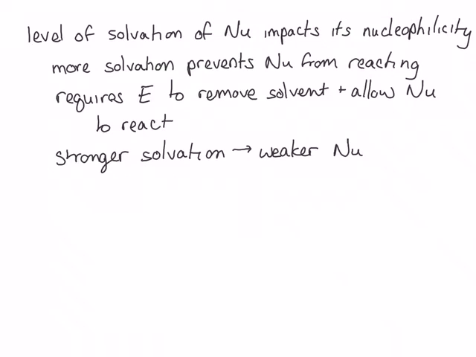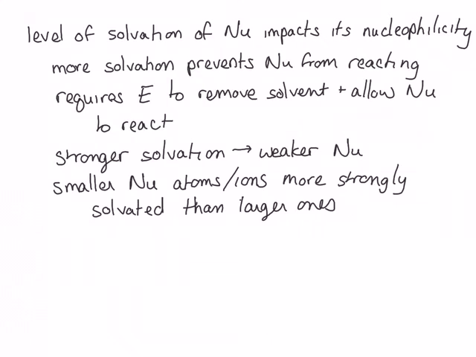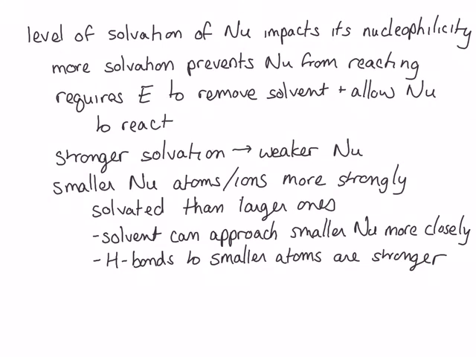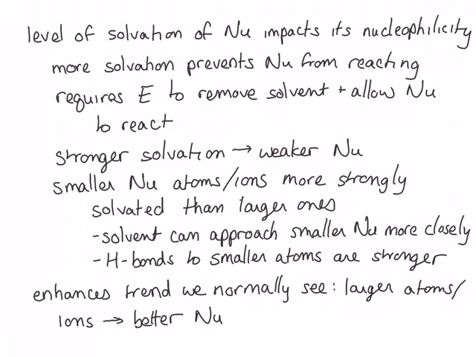Smaller nucleophilic ions or atoms are more strongly solvated. There are two reasons for this. First, the solvent can approach smaller ions or atoms more closely, and hydrogen bonds that are formed to smaller ions or atoms are stronger. What this does then is it enhances the trend that we normally see. Larger ions are better nucleophiles. This is even more true in protic solvents.